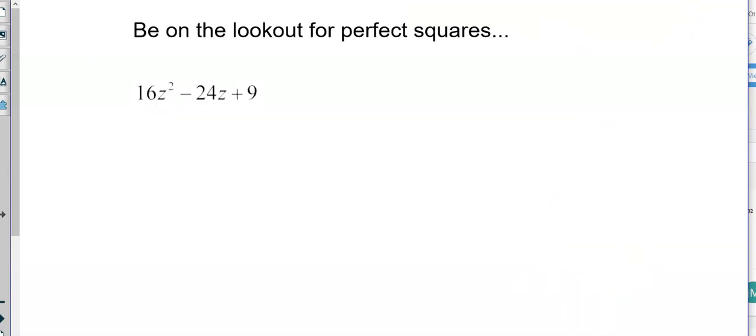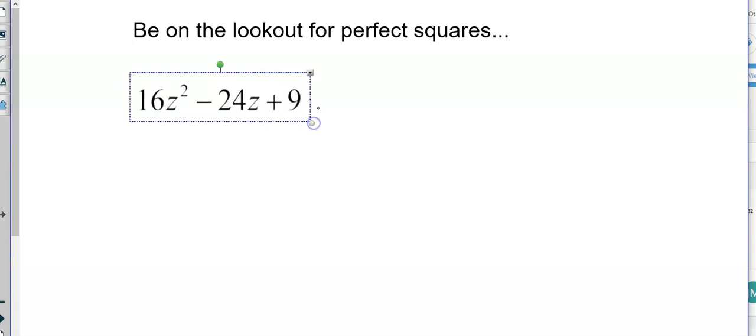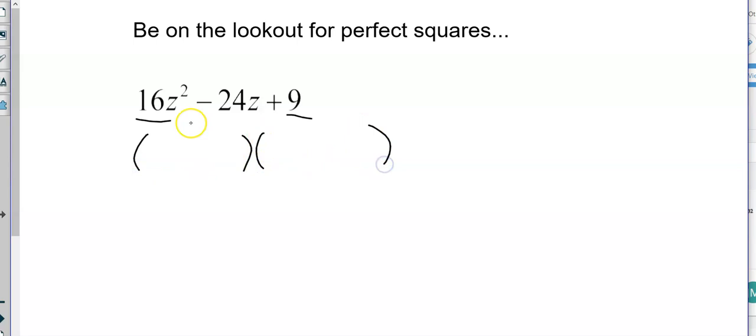Look for perfect squares. What I mean by that is, I don't know if you recognize this right away, but when I saw that first term, I saw that last term, I thought to myself, okay, 16 is a perfect square. Z squared is a perfect square. 9 is a perfect square. So if you start factoring this, I would not start with 16 and 1 or 9 and 1 or 8 and 2. If they're perfect squares, always just start with the square root of 16 Z squared. That'd be 4Z and 4Z.